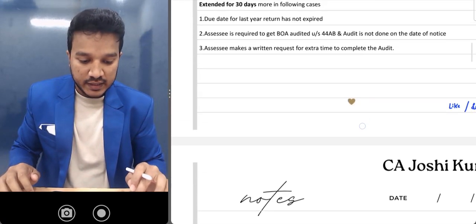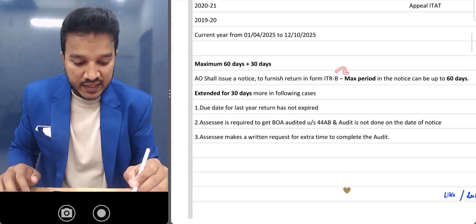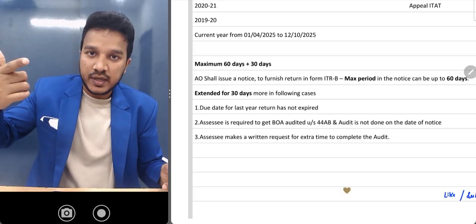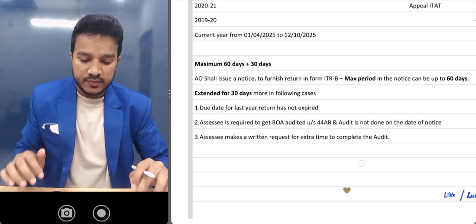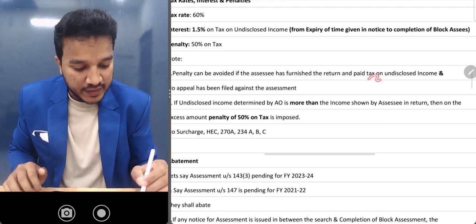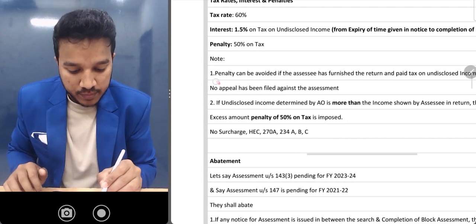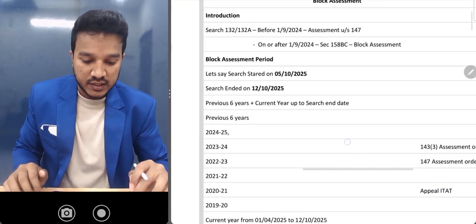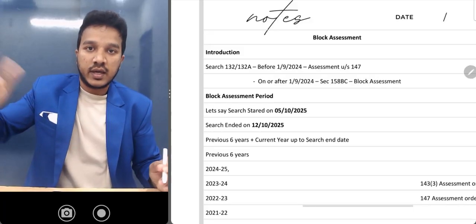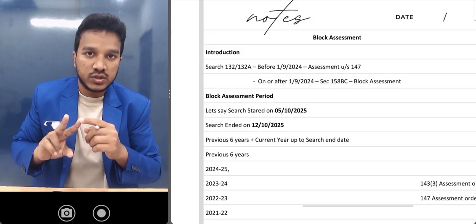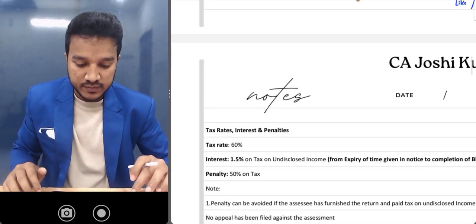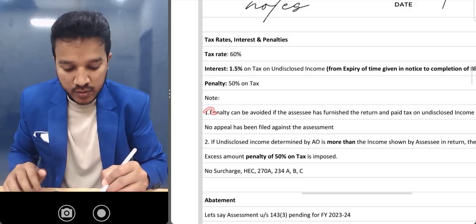देखो, ये बोलता है कि अगर SSE ने he filed the return ITRB में फाइल कर दिया, अनडिस्क्लोज्ड इनकम भी बता दिया, उसके ऊपर टैक्स भी पे कर दिया, एवरीथिंग इज़ फाइन, तो नो पेनाल्टी. ओके, penalty can be avoided if the assessee has furnished the return, paid tax on the undisclosed income and no appeal has been filed. ठीक है, अभी जब ब्लॉक असेसमेंट इनिशिएट करें ना, यहाँ पे दे हैव इनिशिएटेड द ब्लॉक असेसमेंट, assessee did not go for an appeal, okay, and he paid the tax also, he disclosed the undisclosed income and then he paid the tax on it, he didn't go for any appeal, then in that case there won't be any penalty. ठीक है, अच्छा बच्चा है तो there won't be any penalty.